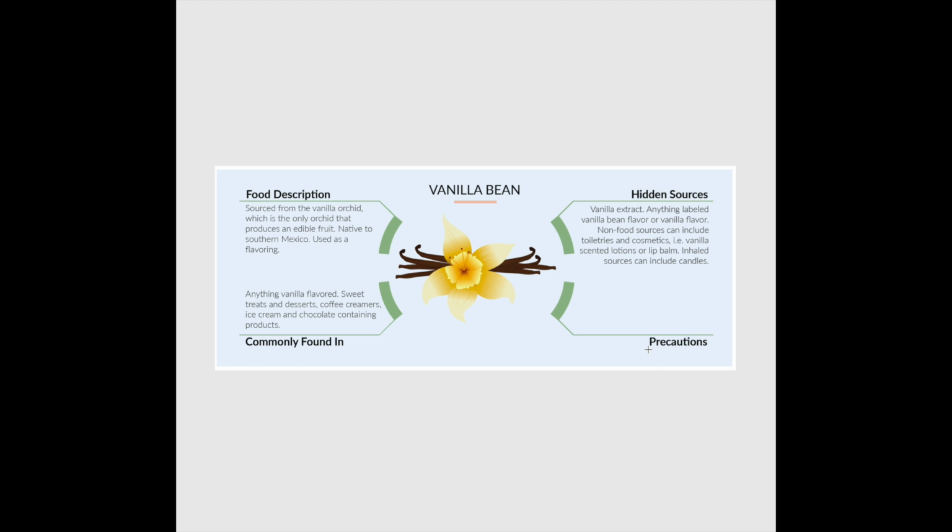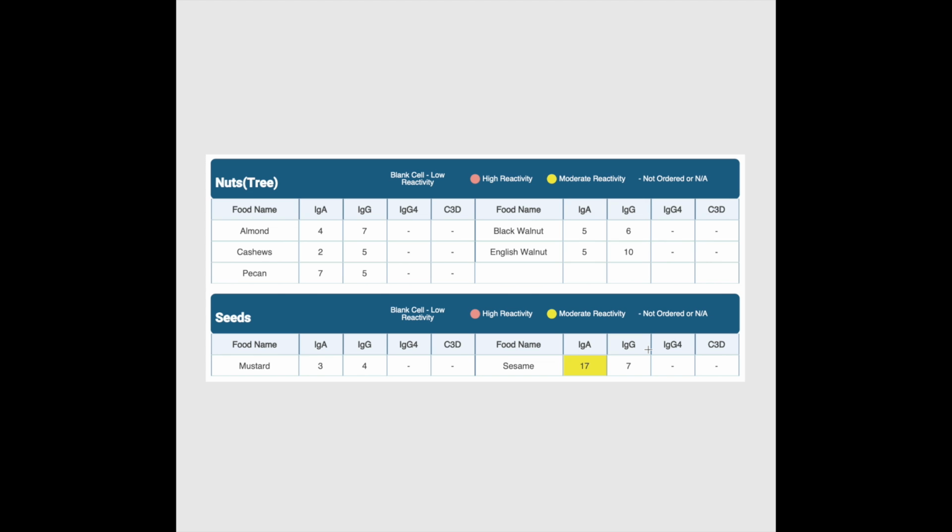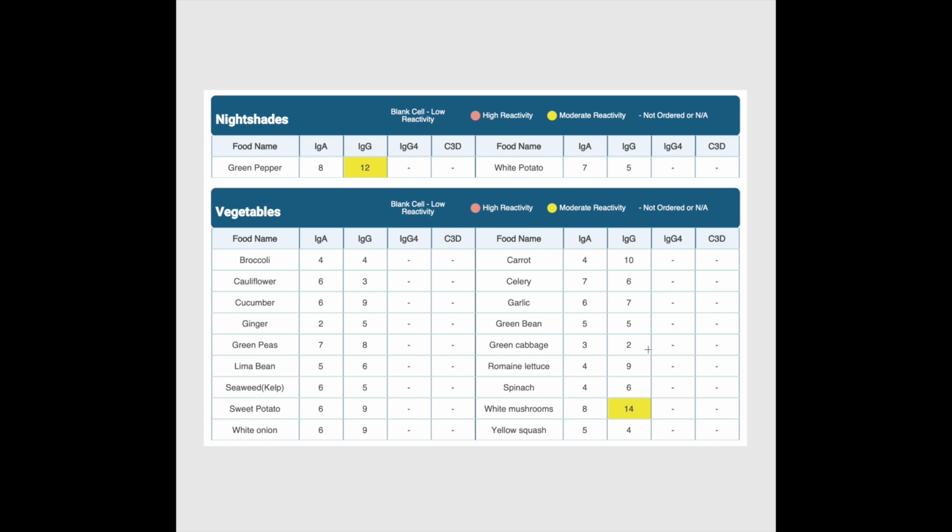And then vanilla bean I wanted to put in here because it's a little bit different in this case. It's not just what you put in your mouth, but it's also what you put on your skin and what you breathe in. So vanilla bean is in your lotions, it's in your lip balm, it's in candles. So again, being a detective and removing these ingredients from all sources. Then there's also nuts and seeds that it covers, as well as nightshades and vegetables.